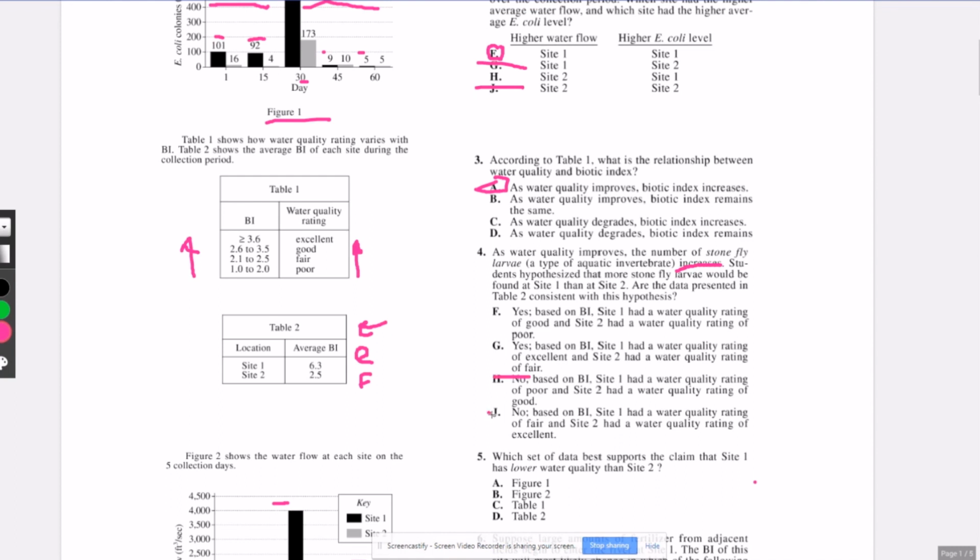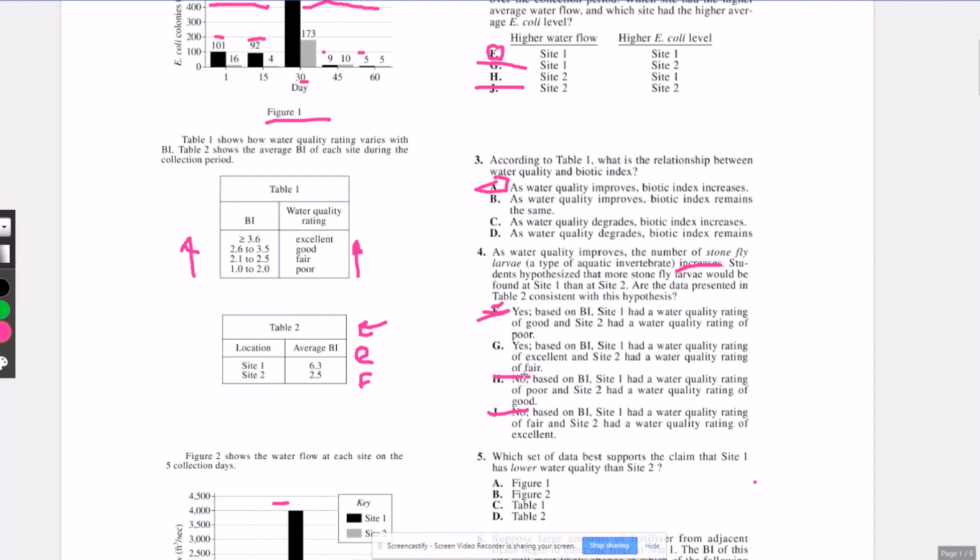We know it's not going to be H or J because we're looking at yes. So it says yes, based on biotic index, site 1 has a water quality rating of good, and site 2 has a water quality rating of poor. But if we look at what we discovered earlier with excellent and fair, this isn't quite true, right? It's not good and poor, it's excellent and fair, so it's not going to be F.